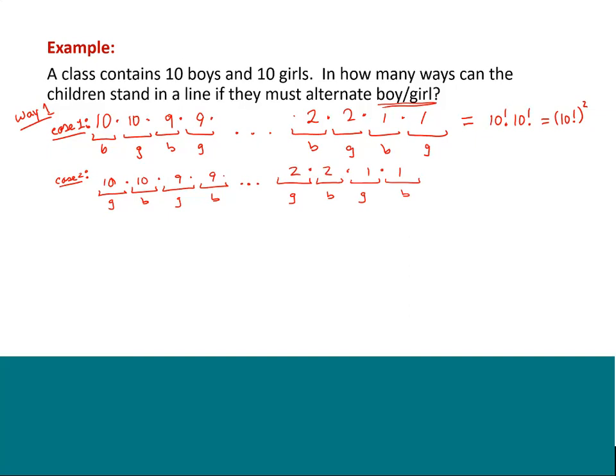Okay. So then when we multiply these together, notice you'll get the exact same answer. It's going to be 10 factorial times 10 factorial, one of the 10 factorials representing the boys and one of the 10 factorials representing the girls.